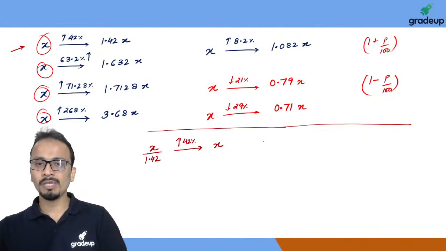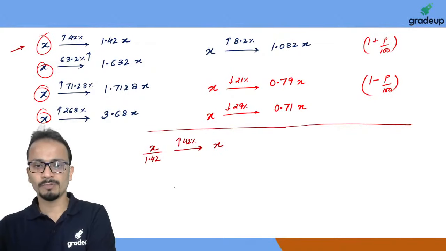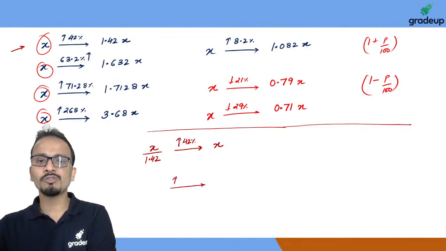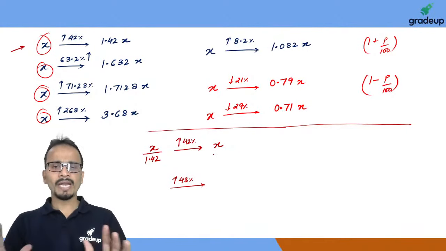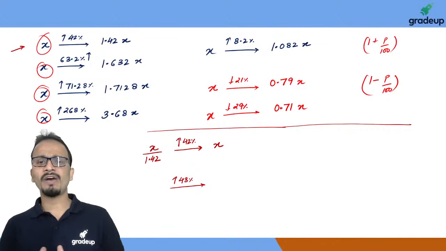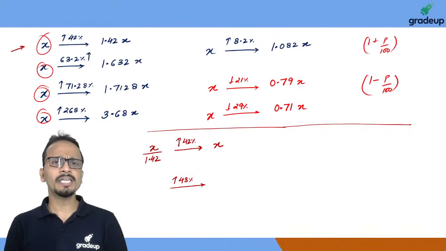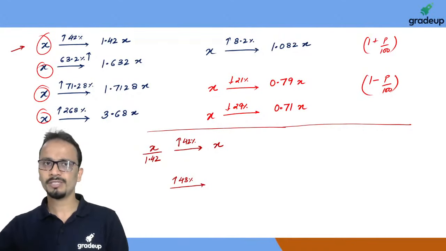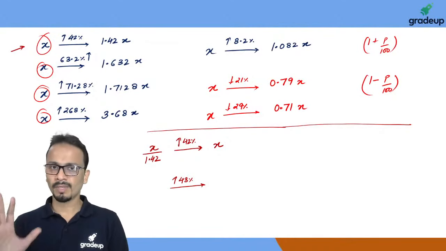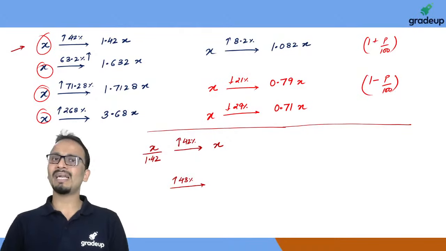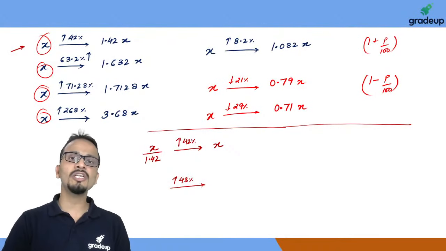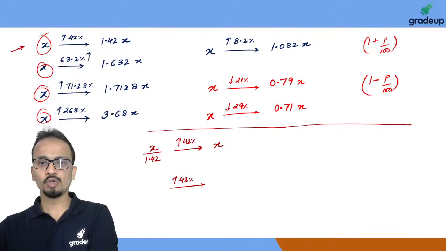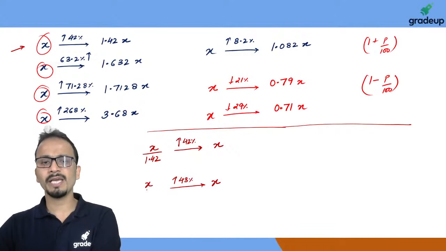I'll take one more example. Again, I'll tell you what all things you need to take care about. So X when increased by 43 percentage. Now I'm not writing anything else, not writing initial, not writing final value. Understand that when there is an increase of 43 percentage, the factor that will be generated will be 1.43. If you go from initial to final, you will multiply this factor. If you go from final to initial, you will divide this factor. So if the final value is given as X and you want the initial value, it will be X divided by 1.43.